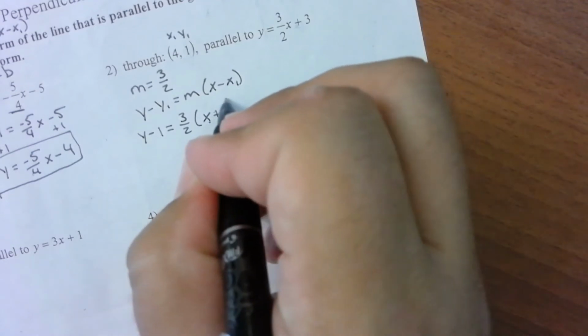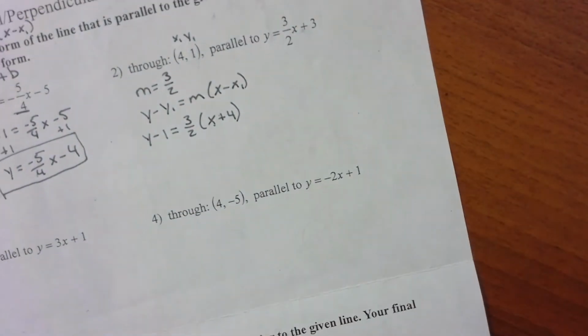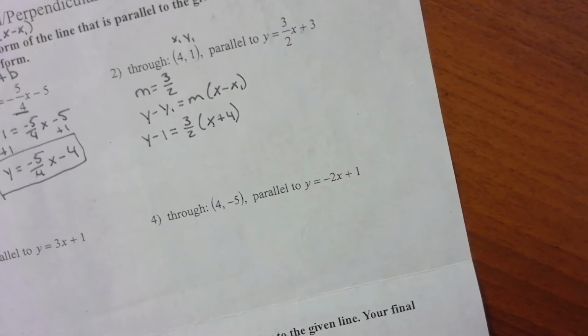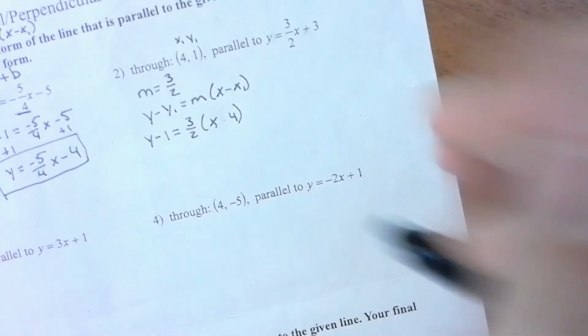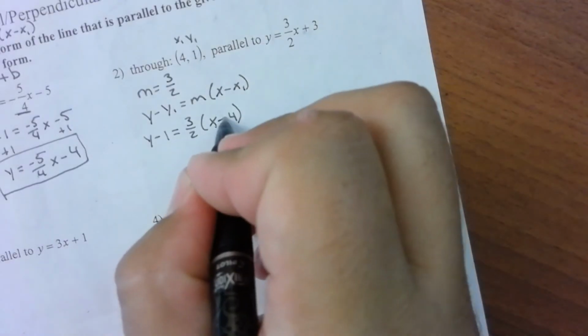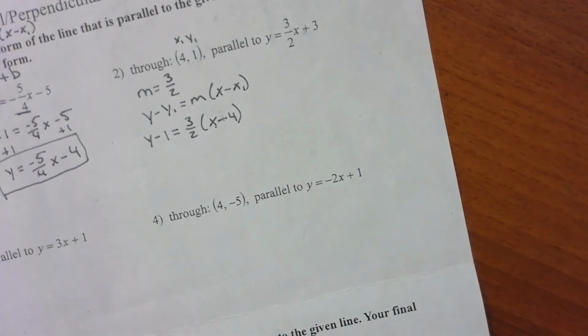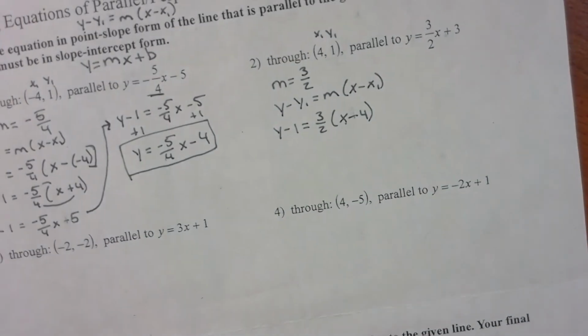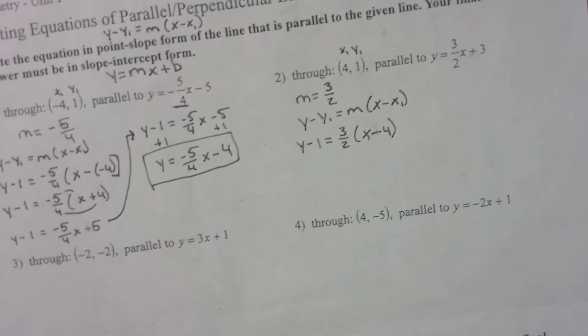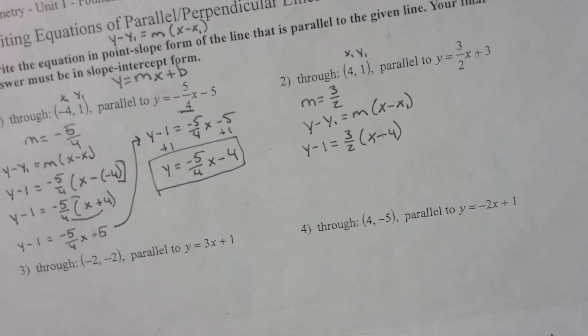So who's right? Let's find out. You have 3 halves times 4. 3 times 4 is 12, divided by 2 is 6. I just didn't calculate in the minus sign. I left it minus. And now you see why it's important to do that?